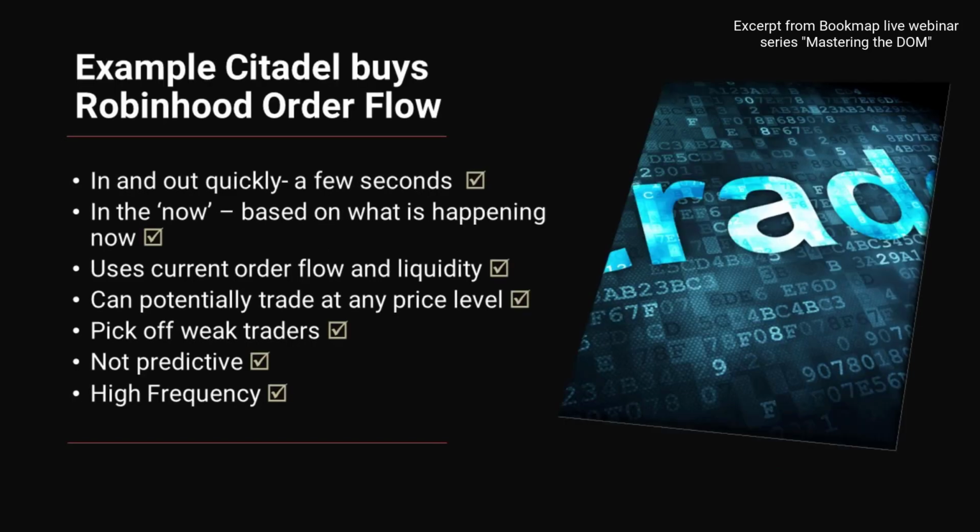If we think about an example, we know that Citadel buys Robinhood's order flow. Retail traders put their orders into Robinhood, and that gets routed through Citadel. Citadel are paying to trade that order flow, and we can categorize Citadel in that sense as an order flow trader. So let's see if it ticks these boxes.